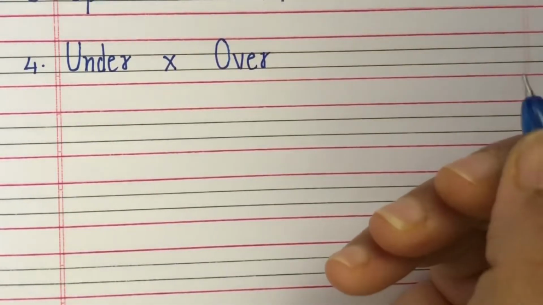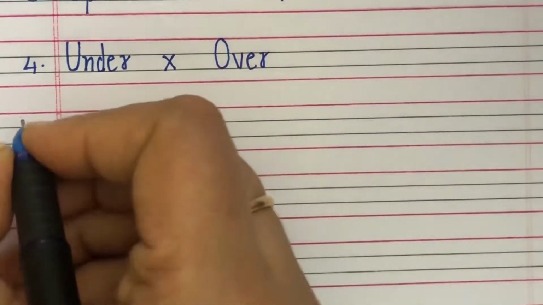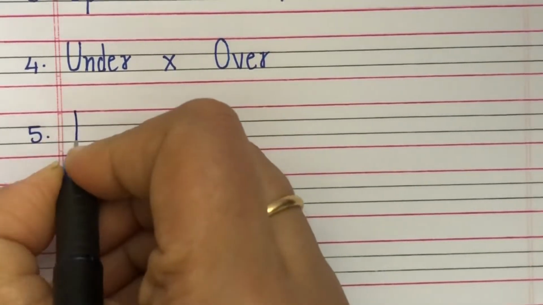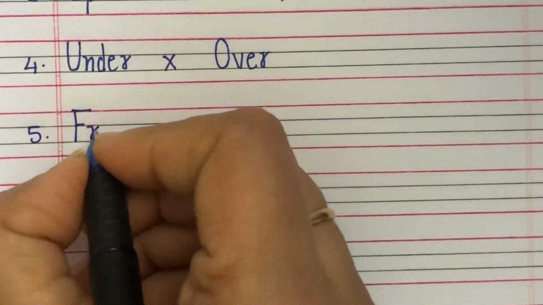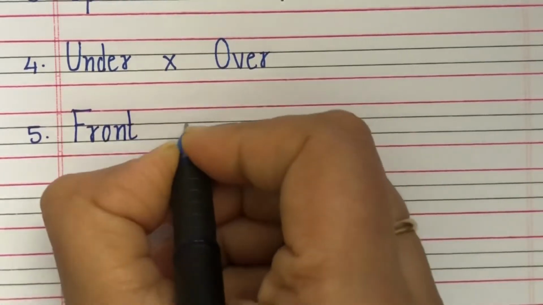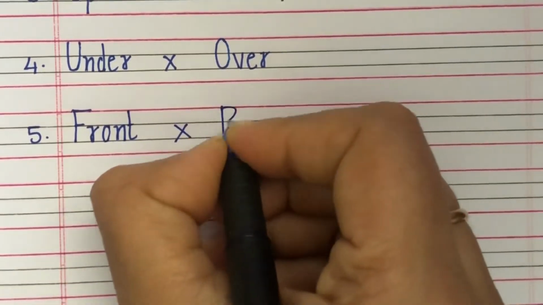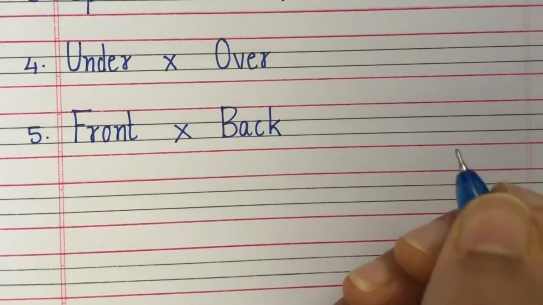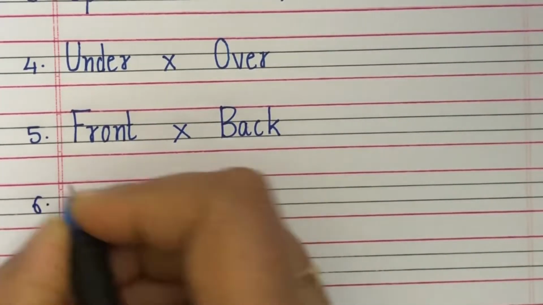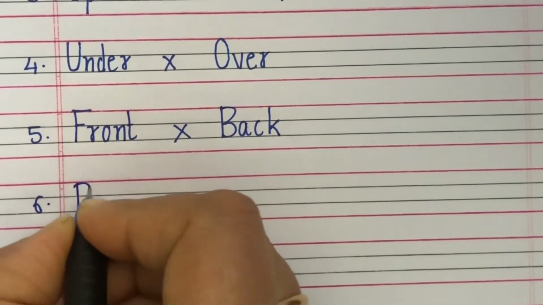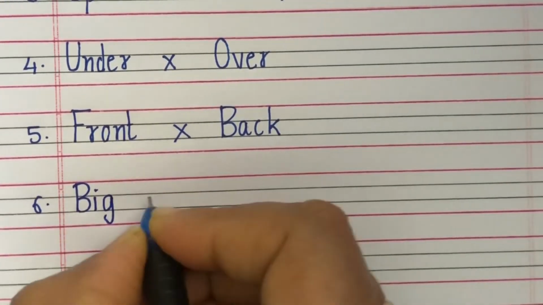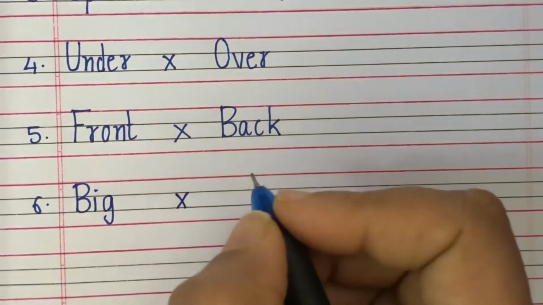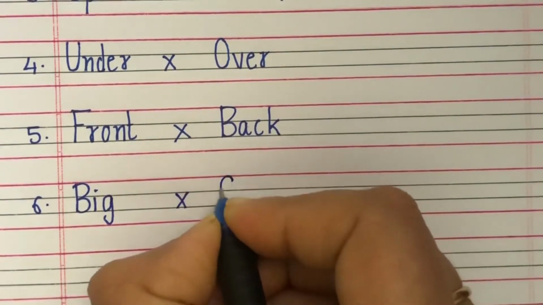Fifth word is front, F-R-O-N-T, front. Front means aage. Opposite of front is back. Back means piche, B-A-C-K, back. Sixth one, B-I-G, big. Opposite of big is small, S-M-A-L-L, small. Big means bada, small means chota.